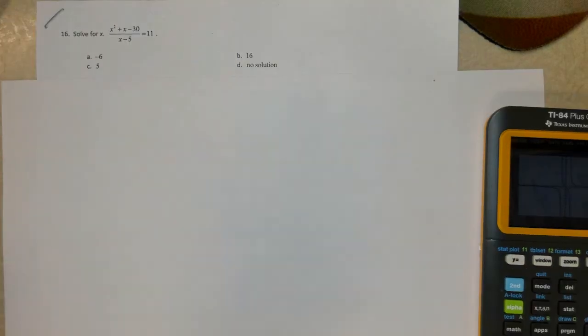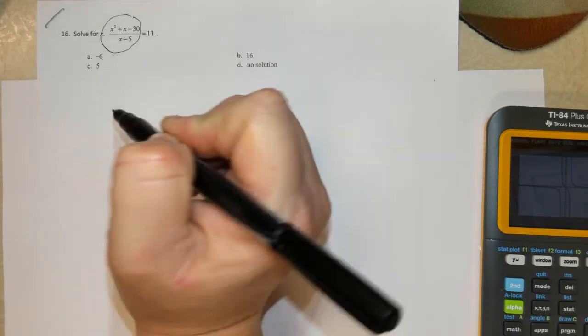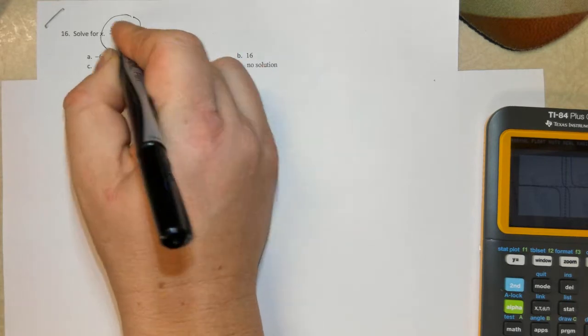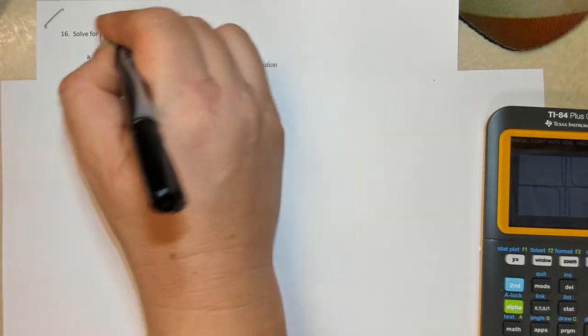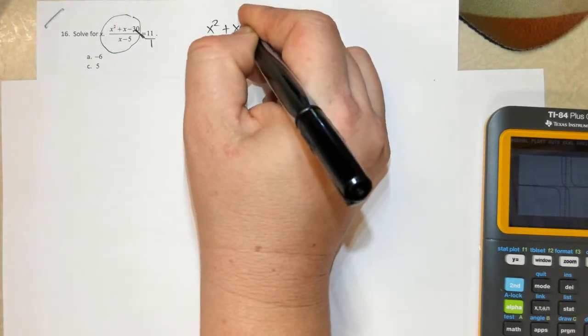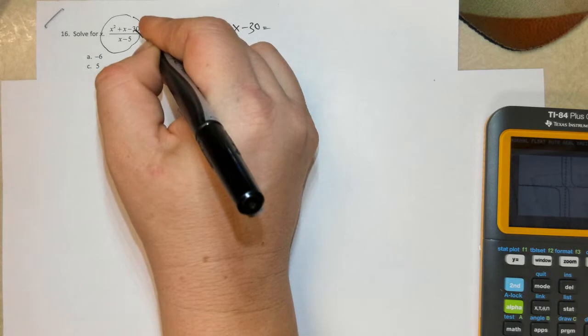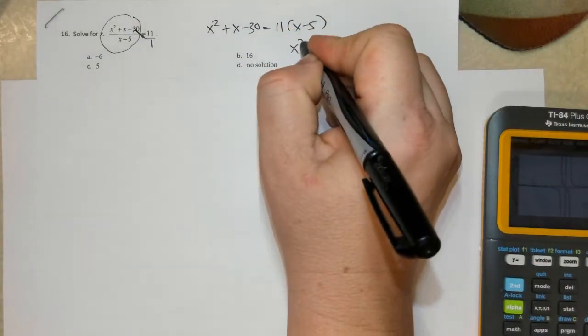There's a couple of different ways to do this problem. Basically, we want to know what value of x we can plug in so the left side equals the right side. One way to do it would be to cross multiply. So 1 times this quantity would be x squared plus x minus 30, and then 11 times this quantity. Most of you will prefer this method.